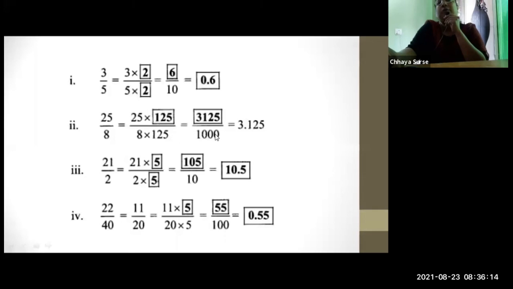So how many zeros are here? How many 0s? 3. Very good answers. So 3, that's why we count 3 digits from the unit place: 1 digit, 2 digits and 3 digits. That's why the decimal point goes before the 3 digits. So 3.125. So this common fraction we converted into a decimal fraction.